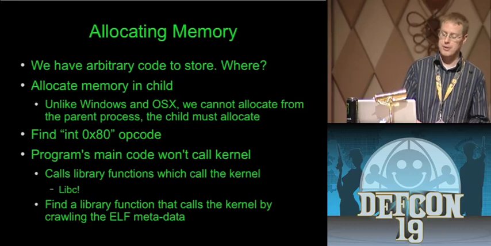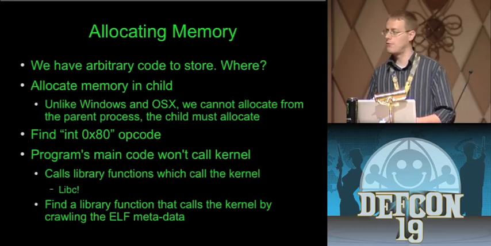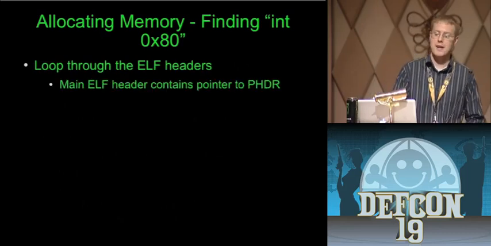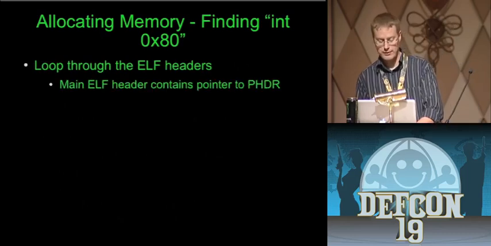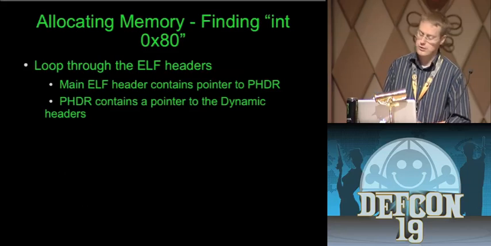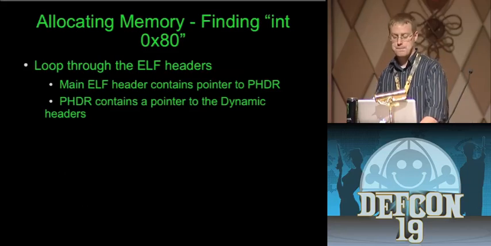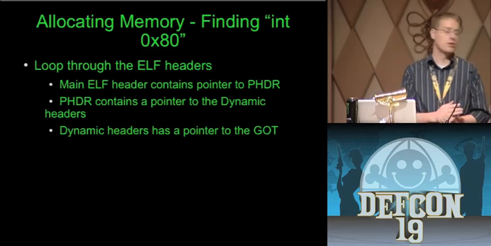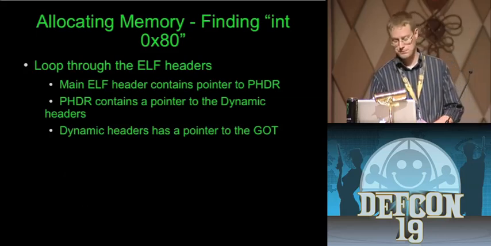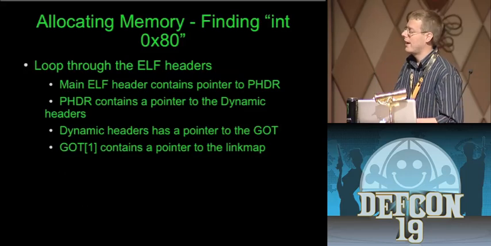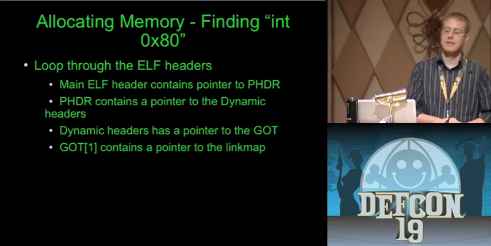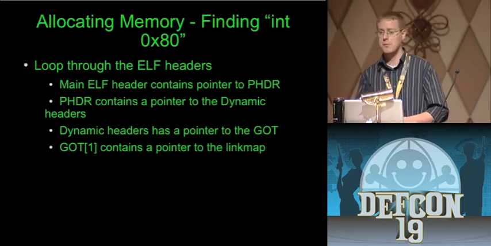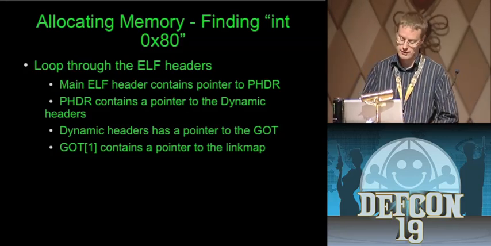We could find a library function that calls the kernel by crawling through the ELF metadata, by crawling through all these different headers. So the main ELF header contains a pointer to the process header. Process header contains a pointer to the dynamic headers. And the dynamic headers have a pointer to the global offset table. And the second entry of the global offset table contains a pointer to the link map. I said second, and the slide says 1 because we're starting at a 0 index.